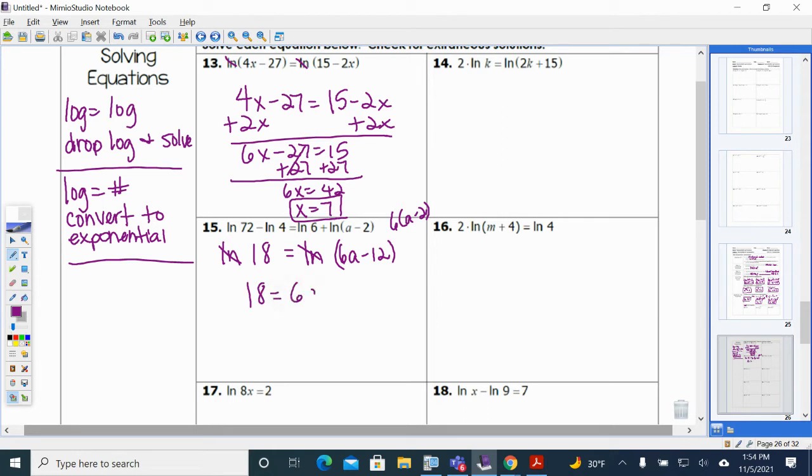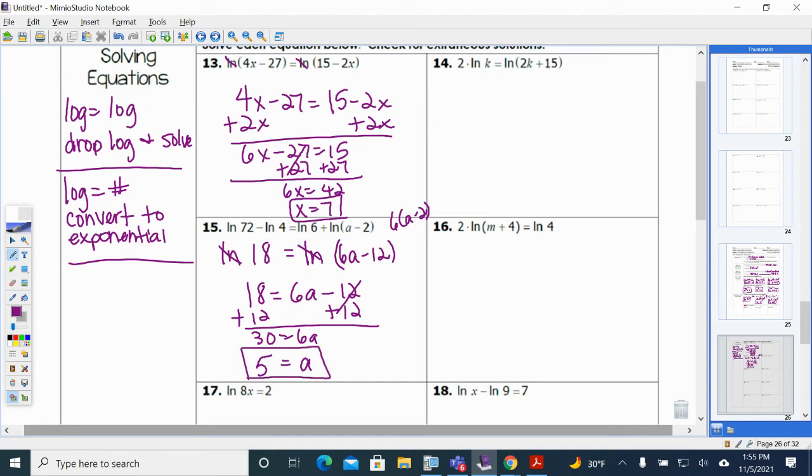18 equals 6a minus 12. Add the 12. 30 is equal to 6a. Divide by 6. A equals 5. And then plug that in. For time's sake, I will let you know that it does work.